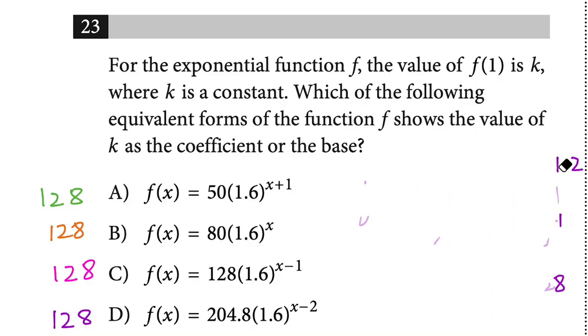Then what is the question? The question is, which of the following equivalent forms of the function f shows the value of k as the coefficient or the base? That means the base or coefficient should be 128, not f of 1 should be 128. Yes, f of 1 is 128, but which of the options is showing the coefficient as 128? So here, as you see, 128 is the coefficient or the base. So that means C is the right option.